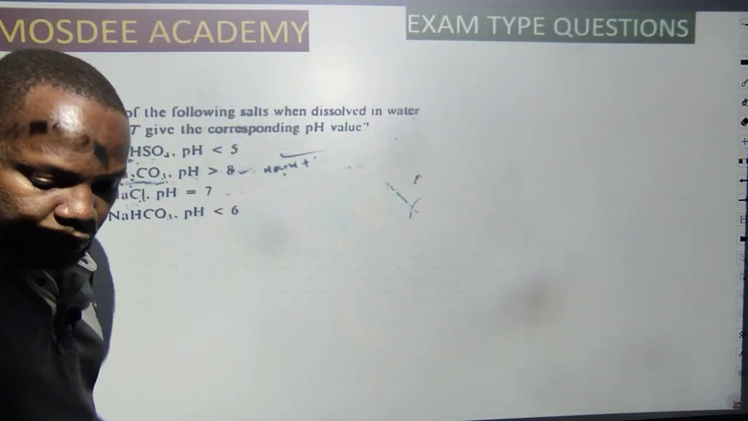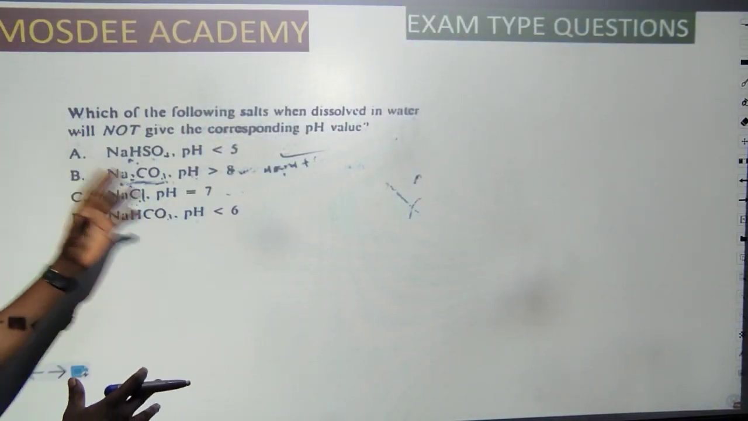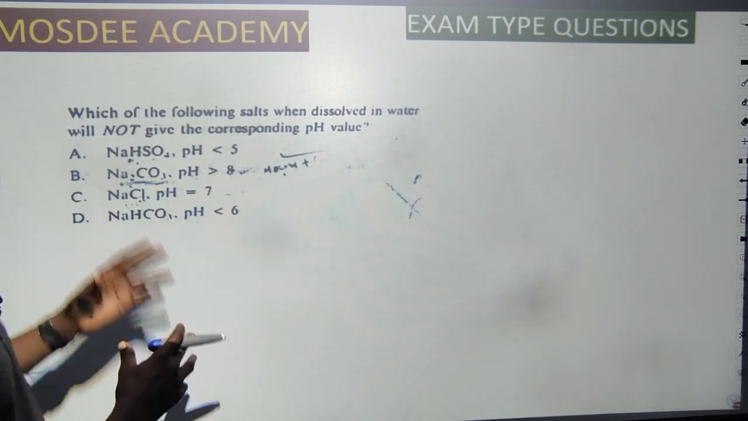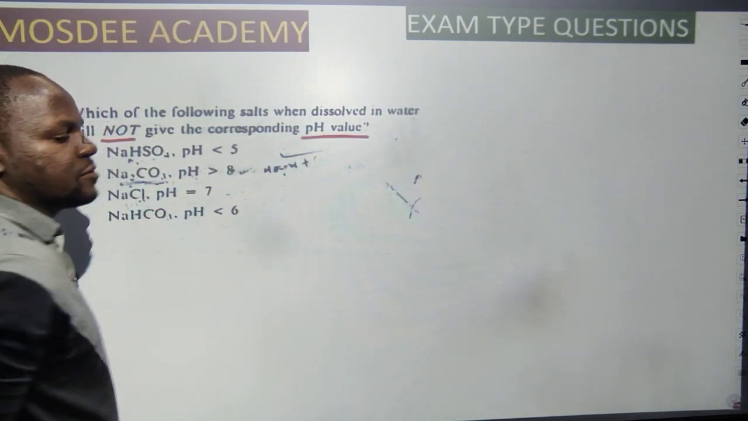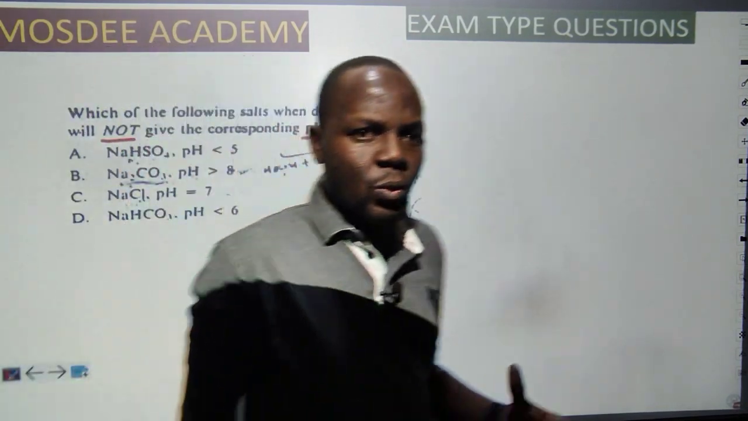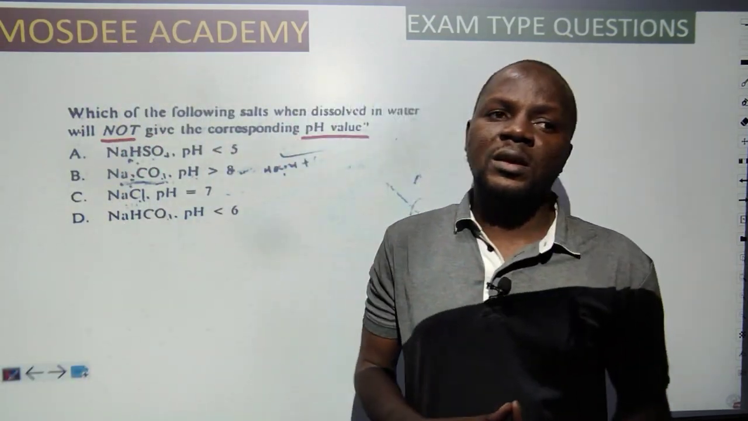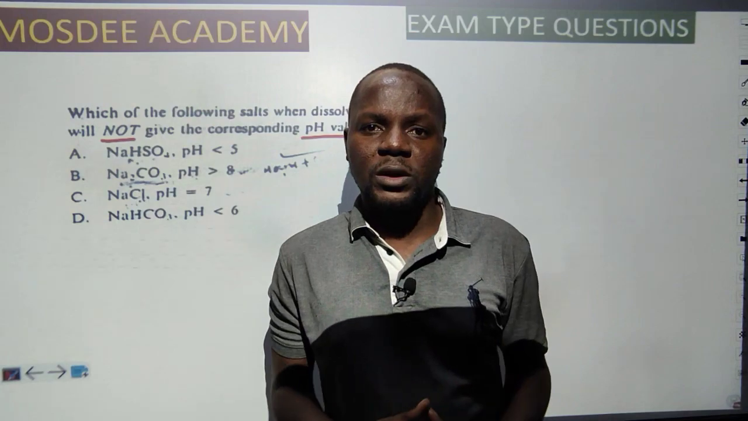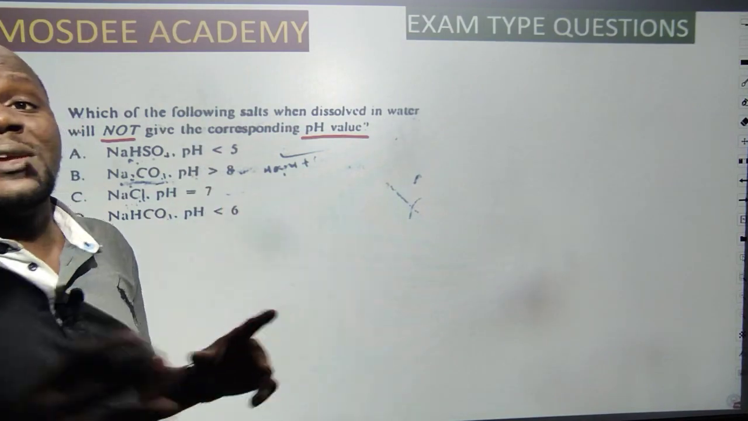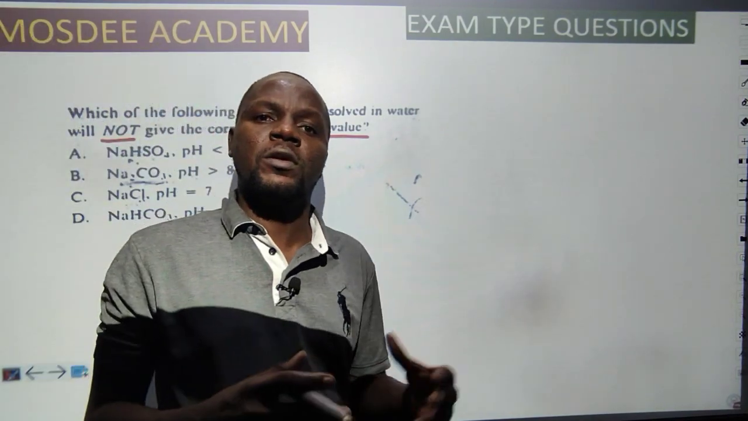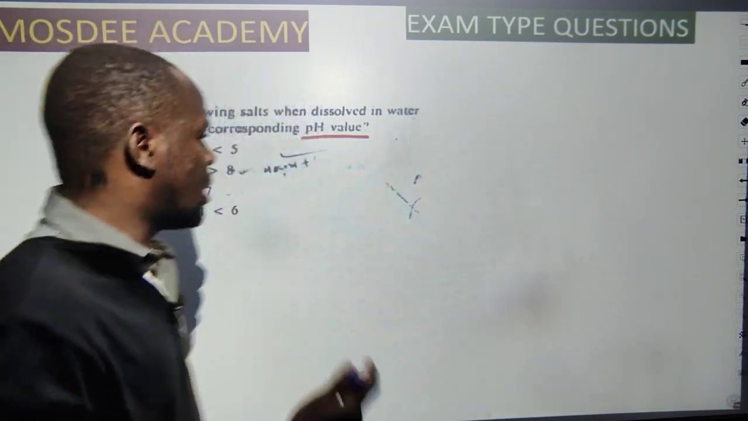Thank you. Now the first question. The first question here says which of the following salts, when dissolved in water, will not give a corresponding pH value? That means the one that cannot be hydrolyzed, a buffer solution. What do we talk about? A weak acid or a weak base. Apart from that, which one will not give a corresponding pH value? This examiner has tried to give us the pH value of each of them. So how do we know the answer?